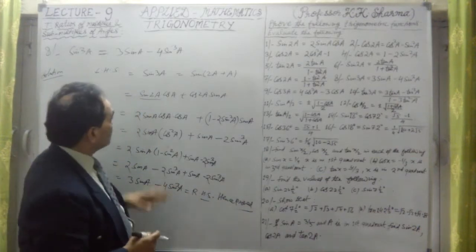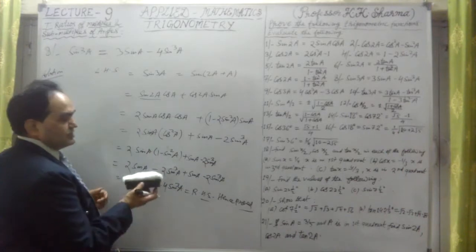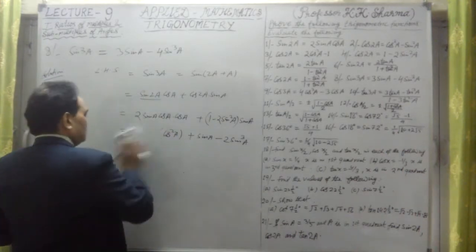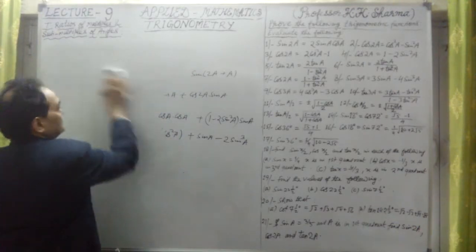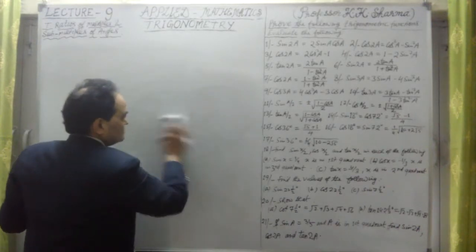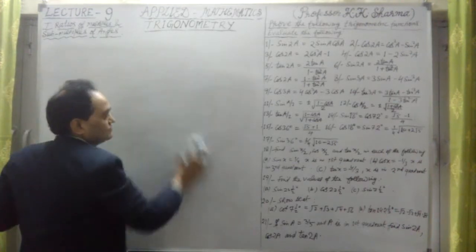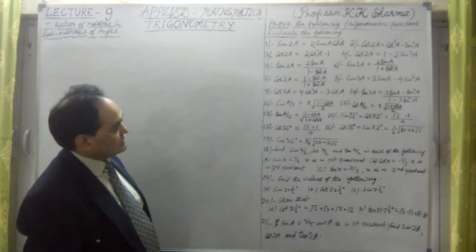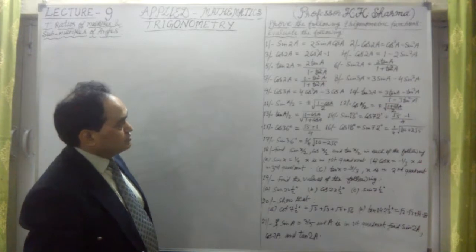This is the present question number 8. Okay, now question number 8 is finally solved, that is how sine 3A equals 3 sine A minus 4 sine cube A. That is proved. Let us take question number 9. Next formula. These are the formulae we have to discuss one by one. Now let us take the 9th one.